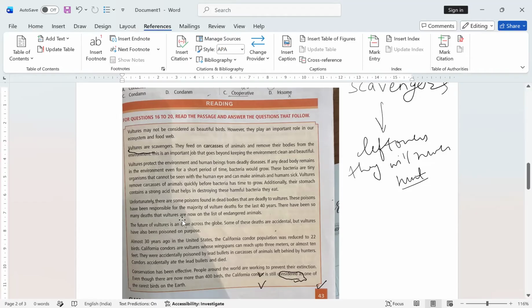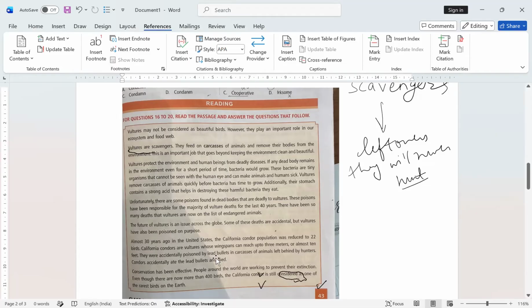Unfortunately, there are some poisons found in dead bodies that are deadly even to the vultures. These poisons have been responsible for the majority of vulture deaths for the last 40 years. There have been so many deaths that vultures are now on the list of endangered animals. Endangered animals are those animals who can soon become extinct. Very good. That was the word.